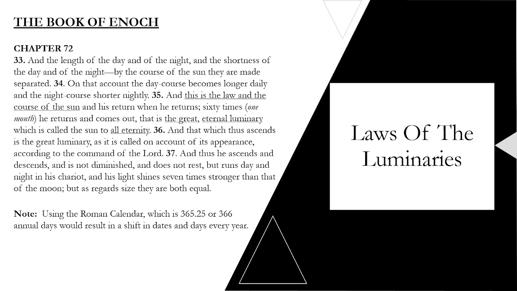So notice in verse 37, it says that this law continues. It doesn't diminish, doesn't change, and it doesn't stop. It doesn't rest, but it runs day and night. It continues forever. So I wanted you to take note at the bottom where it says the Roman calendar is 365.25, or I think 366 if it's a leap year.